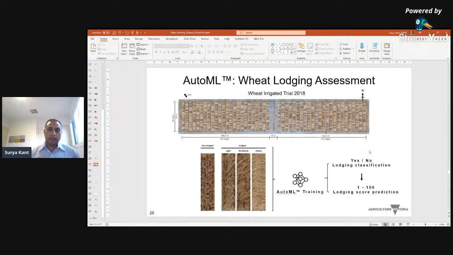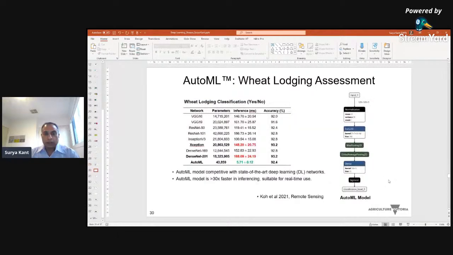This is the field trial at the late stage, where we had significant lodging in some of the sensitive genotypes. Using that machine learning algorithm, first we were able to differentiate yes and no for lodging, and then we were able to give a lodging score on a scale of 1 to 100. And we recently published this.